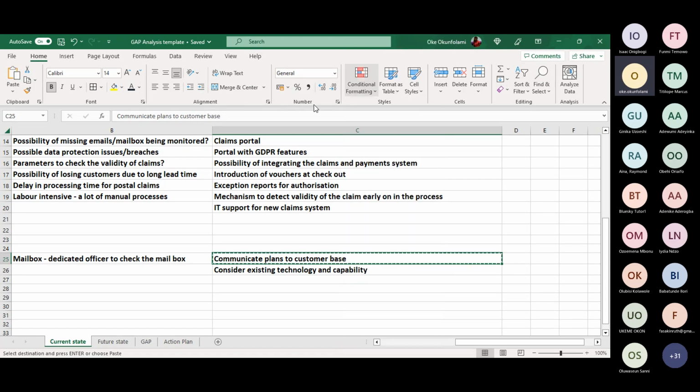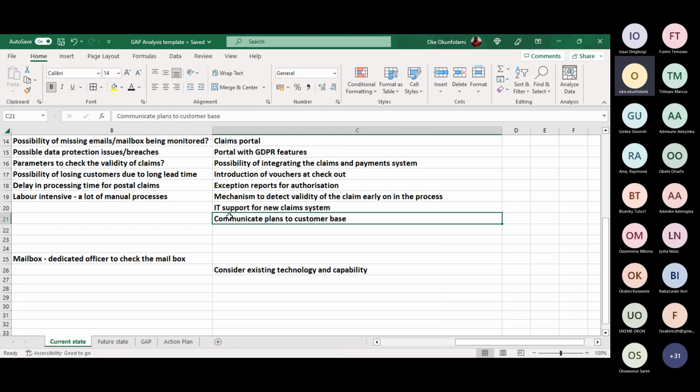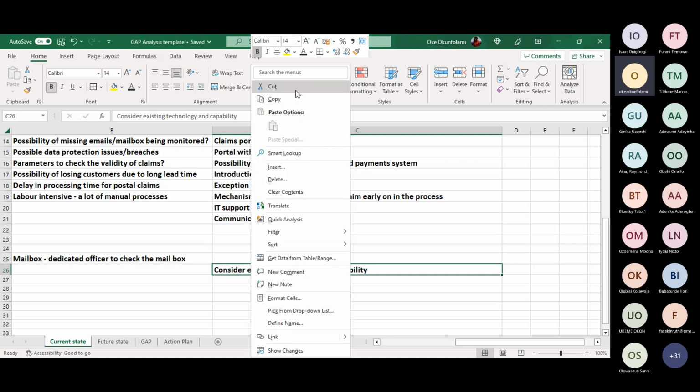You have to communicate to the people, isn't it? To say, oh, planned maintenance or planned something from this time to this time. So you have to make people aware. And then the last one I put here.